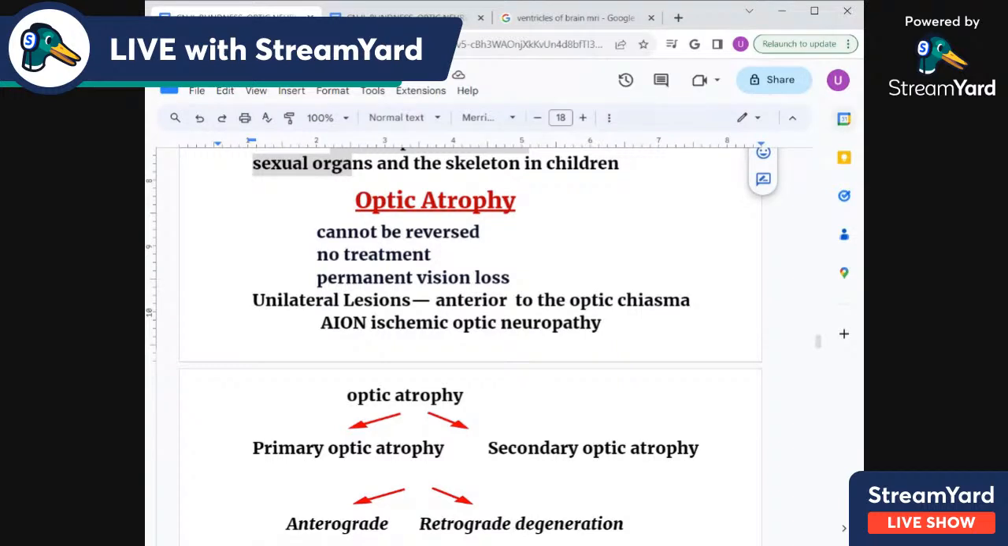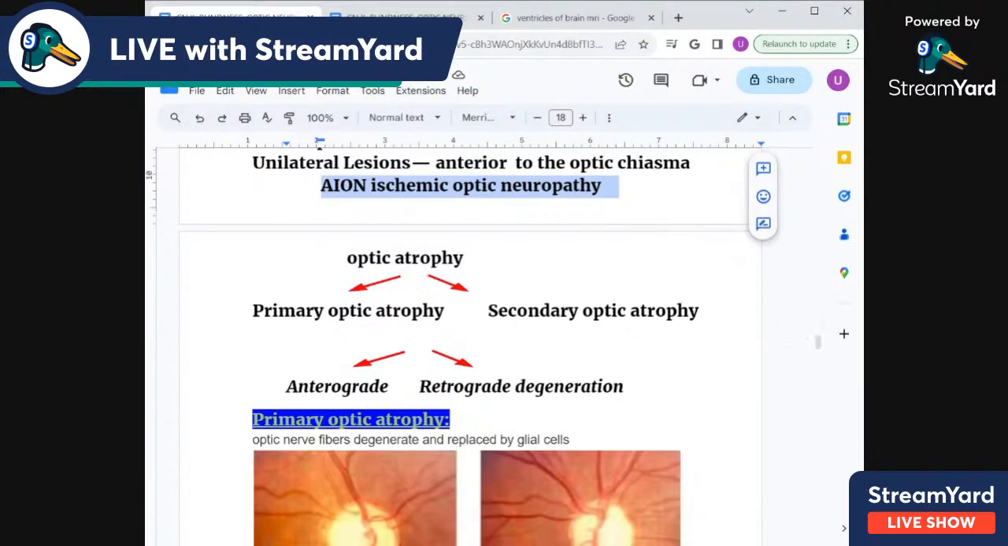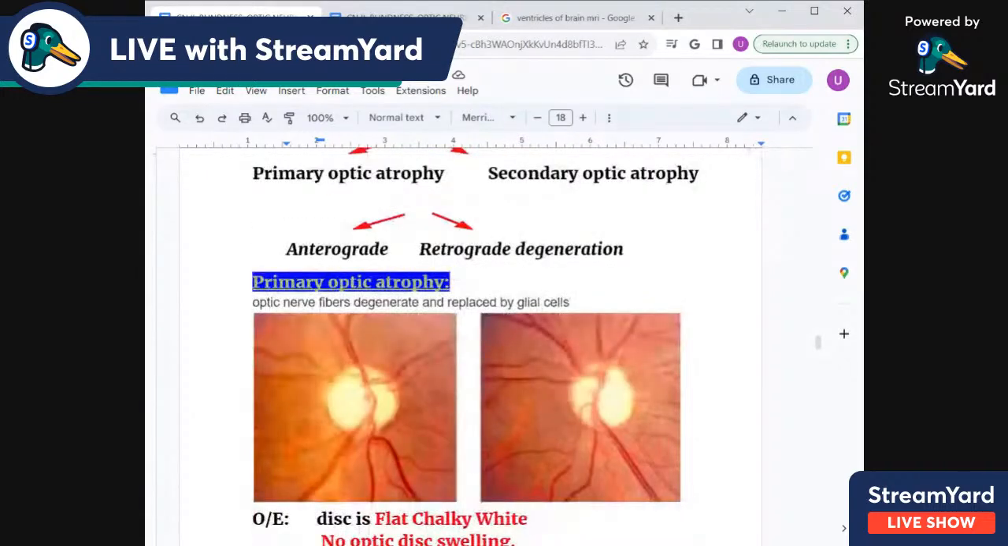Okay, the next topic is optic atrophy. So, optic atrophy cannot be reversed, there's no treatment, and it's a permanent visual loss. Unilateral lesions are anterior to the optic chiasm. The most common cause of optic atrophy is a vascular cause, anterior ischemic optic neuropathy. So optic atrophy may be primary or secondary, or it may be anterograde or retrograde, or glaucomatous optic atrophy, which is a little different. So we'll discuss that one too.